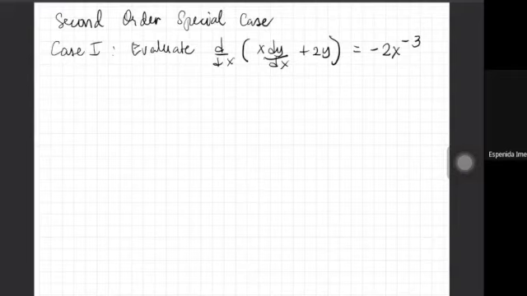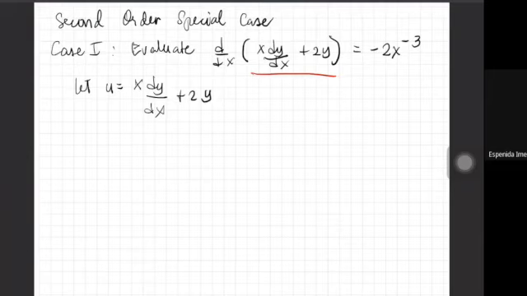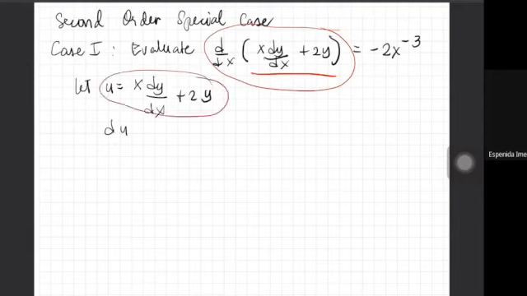One of the second order special case. Like what I illustrated a while ago, what you're going to do is to let u be equal to the expression inside the parenthesis. And so this whole expression here would now be the derivative of u, because you have let this expression here be equal to u. So the derivative of u with respect to x equals negative 2x to the negative 3.